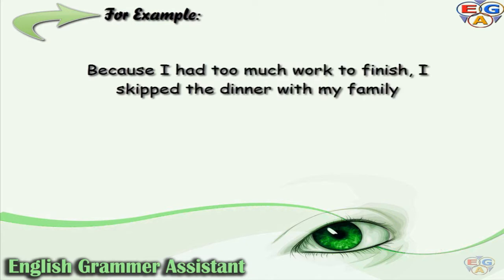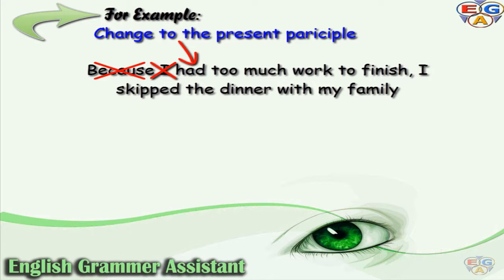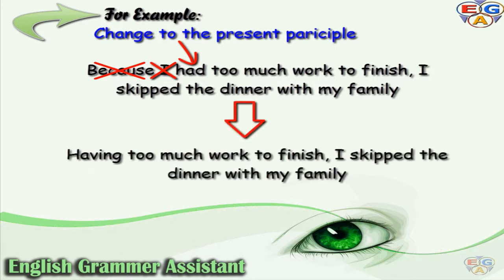For example, because I had too much work to finish, I skipped the dinner with my family. In order to reduce the adverb clause in this sentence, we eliminate the connector, because, and the subject I, and change the verb's form to the present participle, the base form, plus ing. So, the new sentence becomes like this: having too much work to finish, I skipped the dinner with my family. Note, in the case of the connector, because, it must be eliminated, because it can't be followed by a noun or participle.